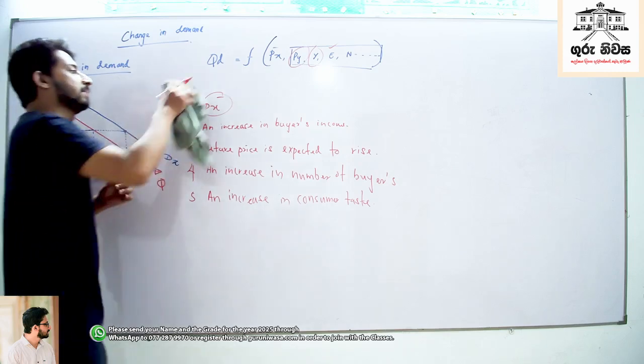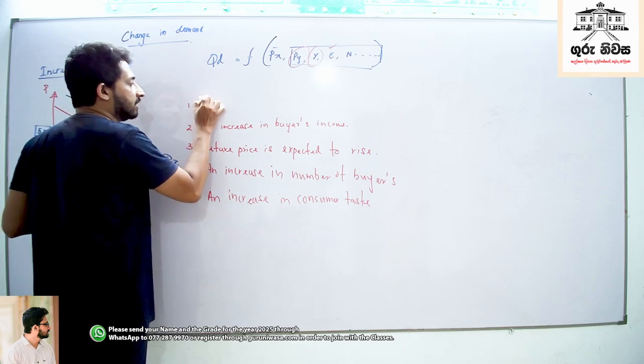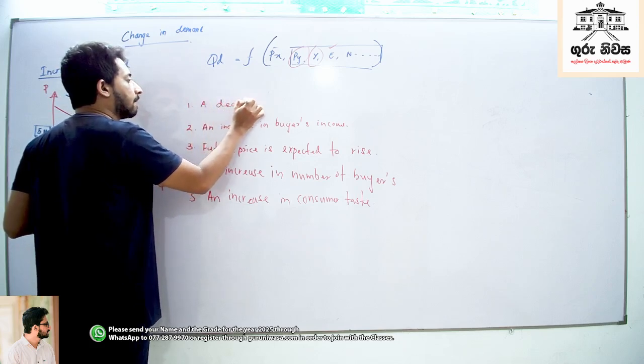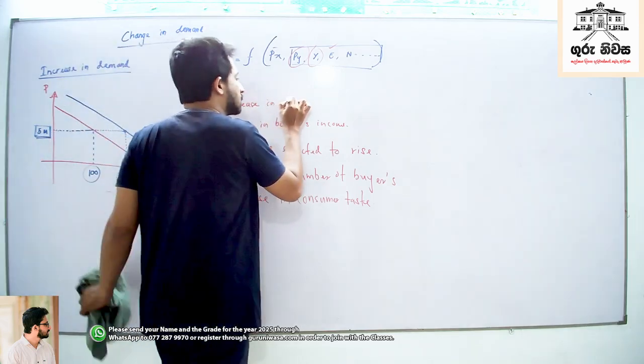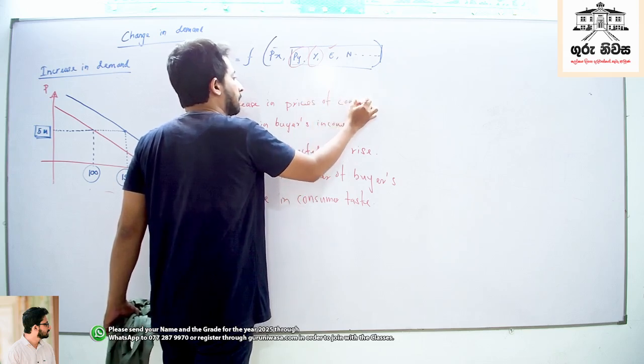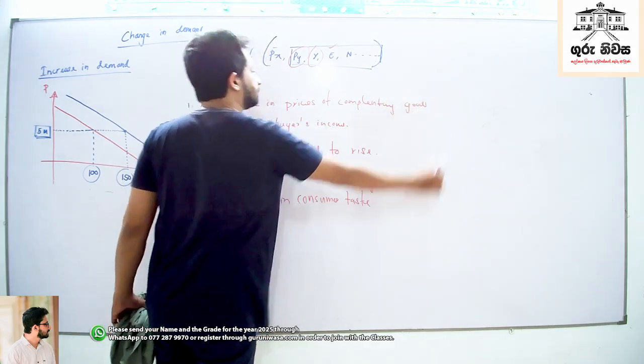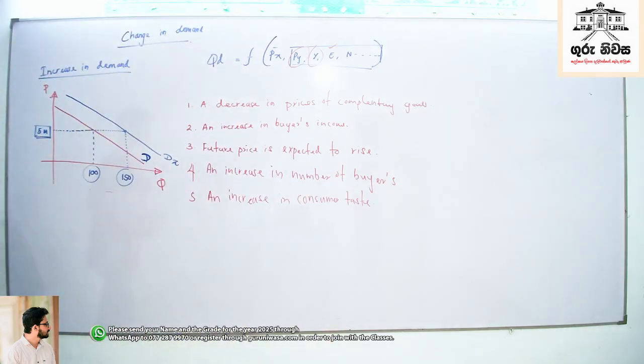Here petrol price means prices of complementary goods. Then you can see a decrease in prices of complementary goods. If prices of complementary goods are decreased, Lamai, people try to buy more cars today. Increase in demand for cars and the demand curve shifts to the right side.